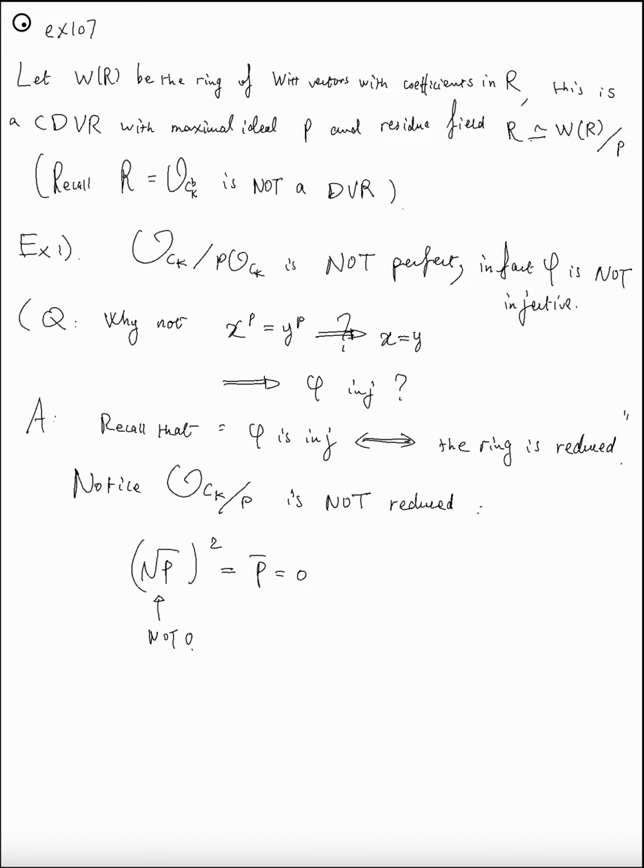This also gives you an example where Frobenius is not injective. You take the p-th root of p; raising it to the p-th power equals p bar, which is 0. But this is not 0.